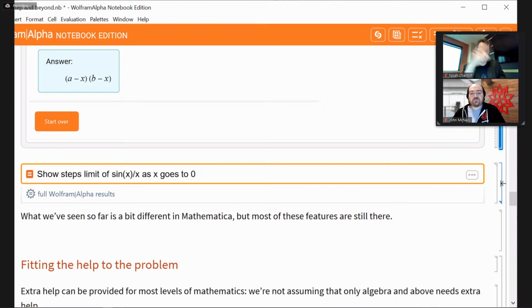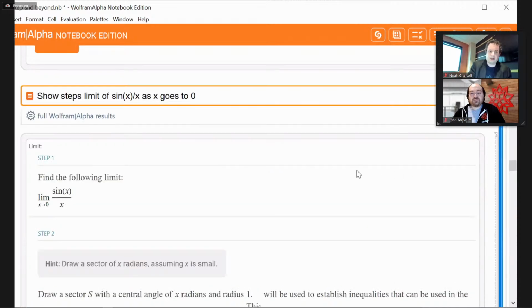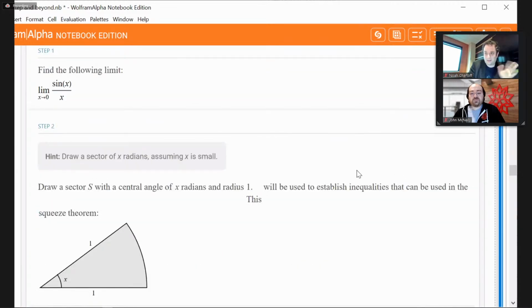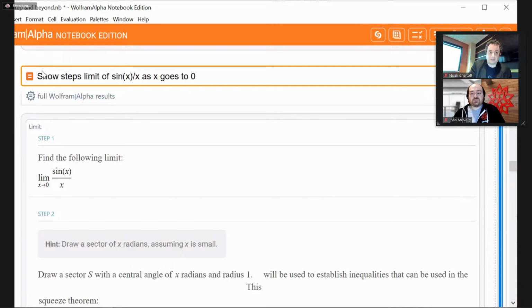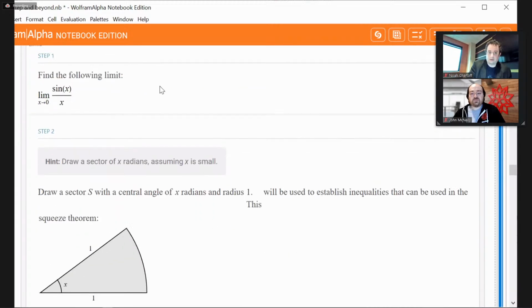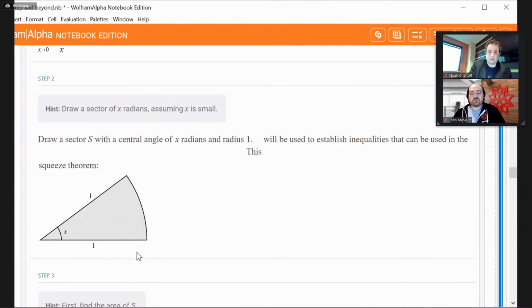Take the derivative of the numerator and denominator, both of them are 1 as x goes to 0, so the answer is 1, which is a perfectly fine explanation. But because this problem has some interesting other ways to explain it, the default explanation for the step-by-step solutions is to go for that.